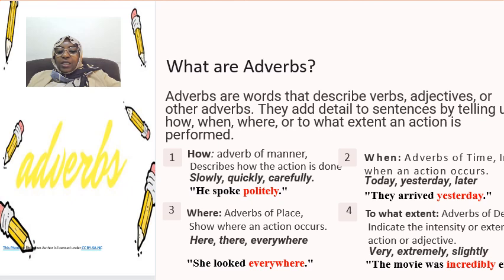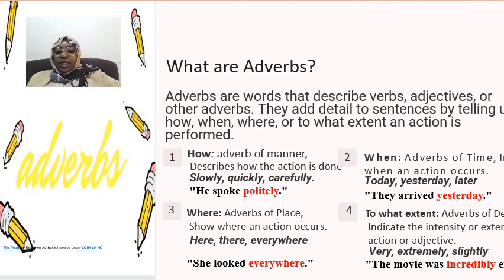The first one is how. It's an adverb of manner. It describes how the action is done. For example, slowly, quickly, carefully, and so on. As an example, he spoke politely.